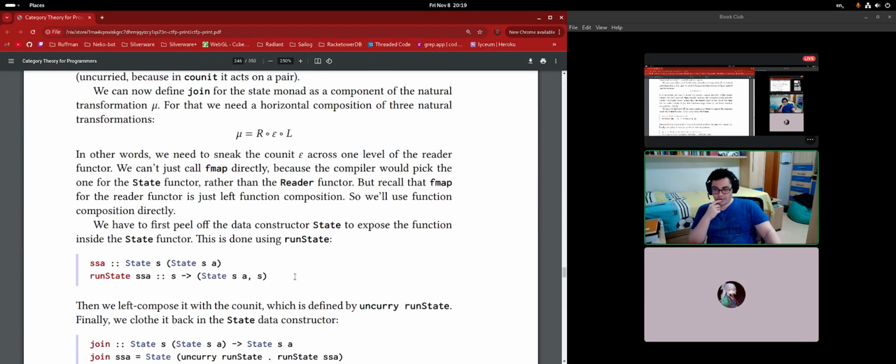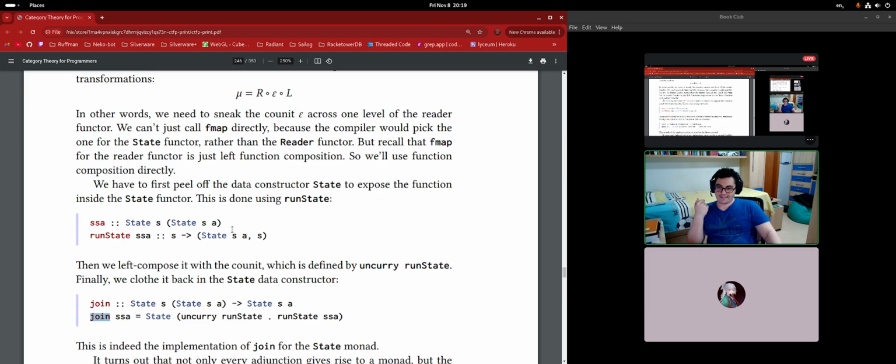Which is the comonad. So let me explain. This thing is the join. And I would like, Marinho, can we identify in the implementation which part is which from here?